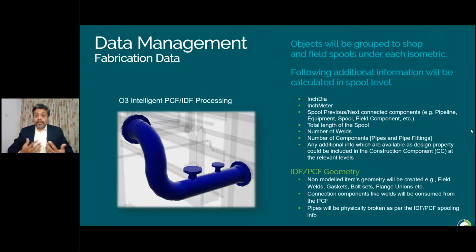Connection components like welds will be consumed from the spooled PCF and IDF. Pipe will be physically broken as per the IDF and PCF spooling info. Any additional data, if needed, can be incorporated with the fabrication data very easily and sustainably.